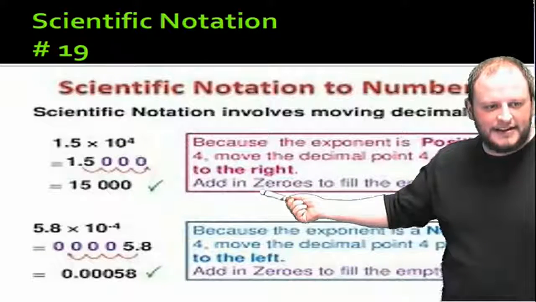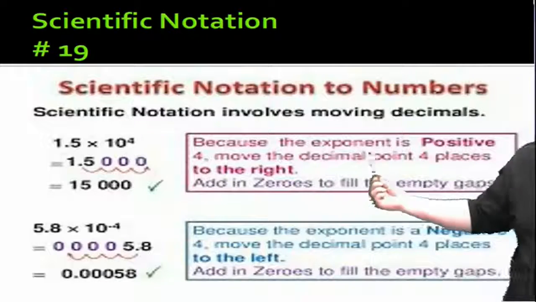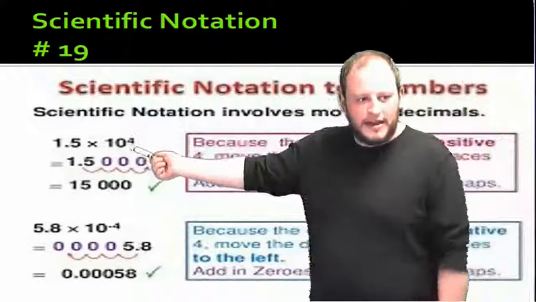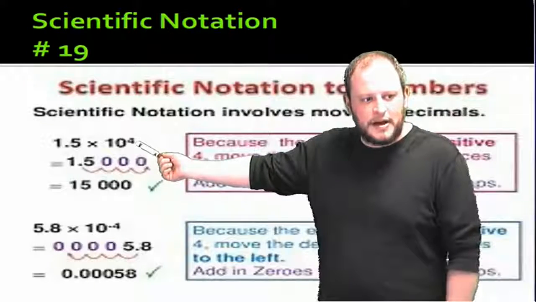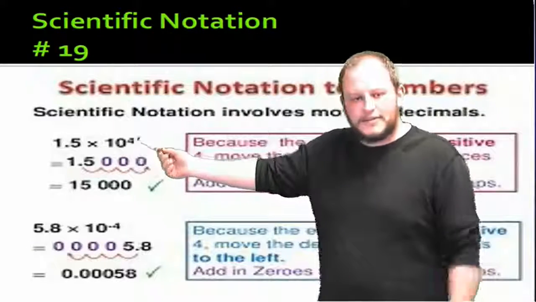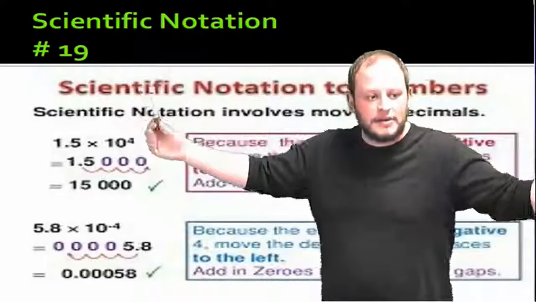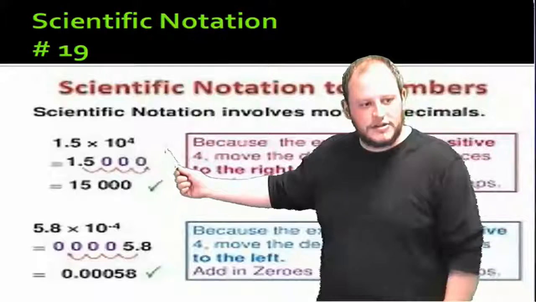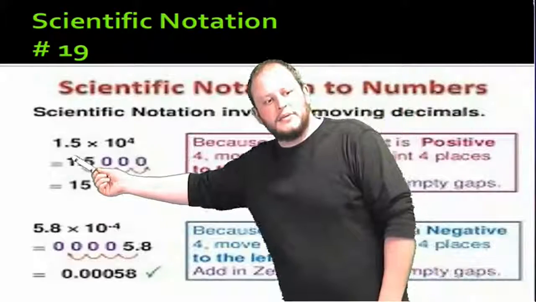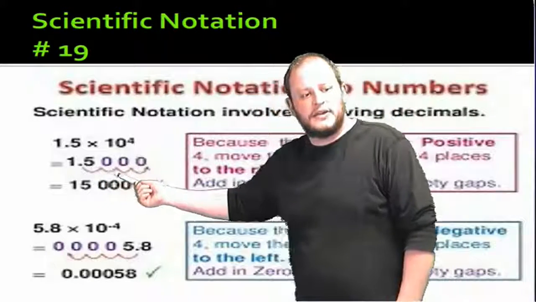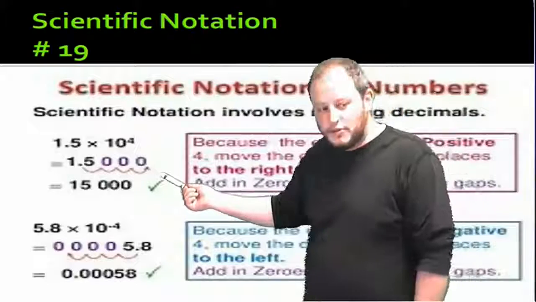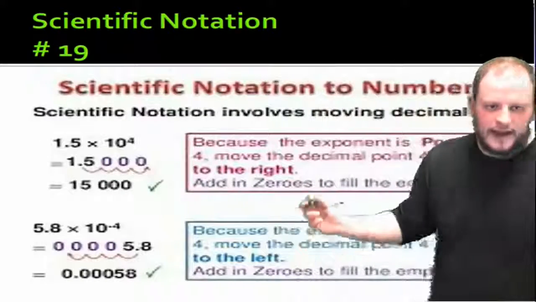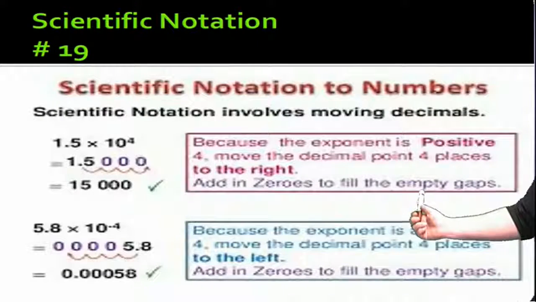A little better. Because the exponent is positive, notice 1.5 times 10 to the 4th power right here. This number is positive. So if this number is positive, we're thinking about a big number. So we want to move our decimal point backwards to make this number larger. So we're going to start here and we're going to count 1, 2, 3, 4 places. So the number we're actually looking at is 15,000. Add zeros to fill in the empty gaps.